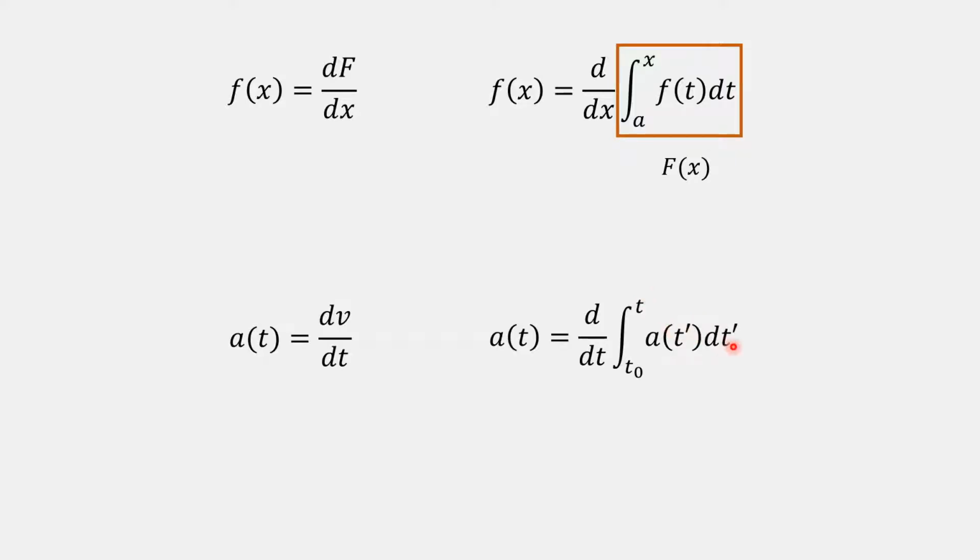This is called a dummy variable. After you've done the integration, that variable goes away. So that's why I've had to go with t prime instead. So you all know from calculus that this means the area under the acceleration curve between these two times. It's an area under this curve. And we're taking the time derivative of that area. So this equation says that acceleration is the time derivative of all of this junk.